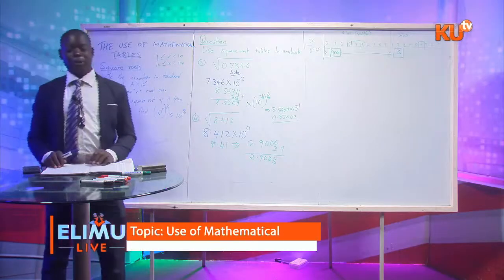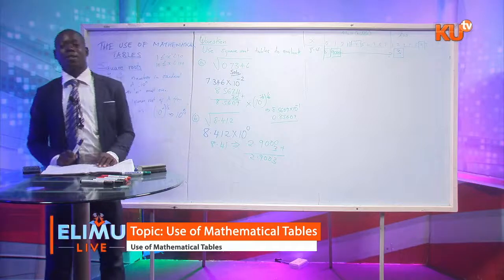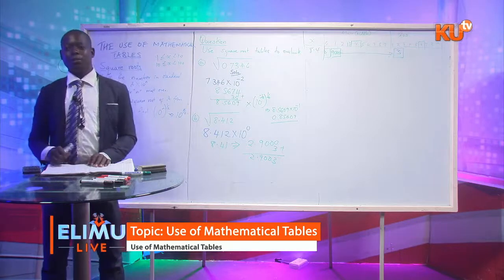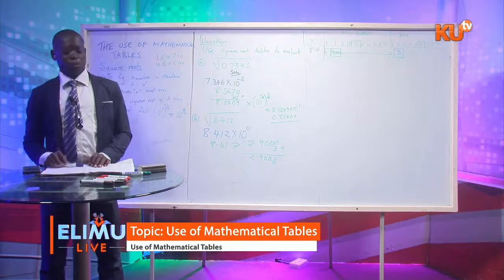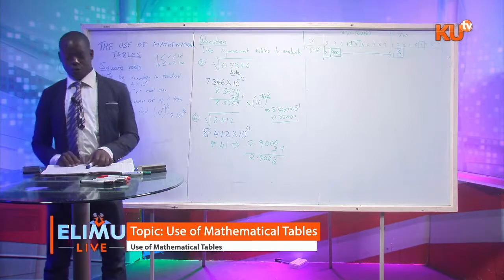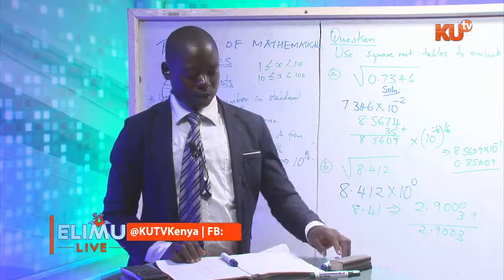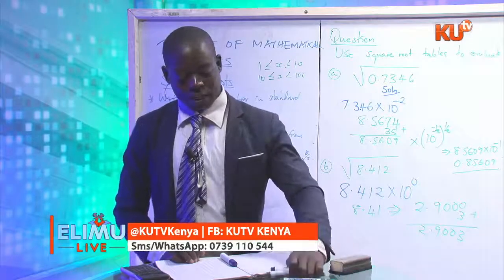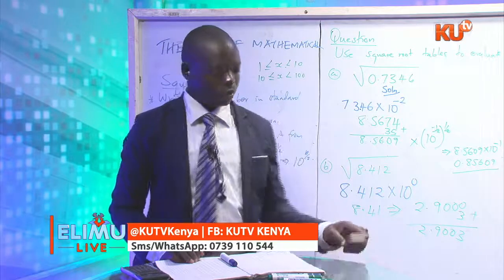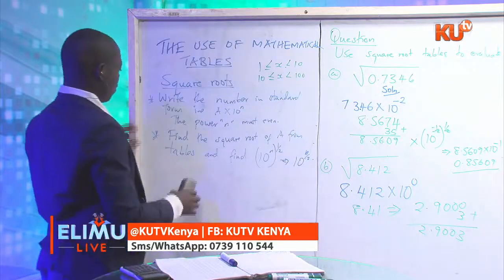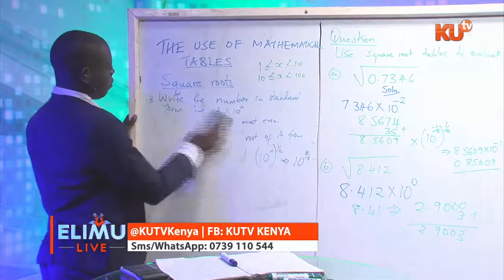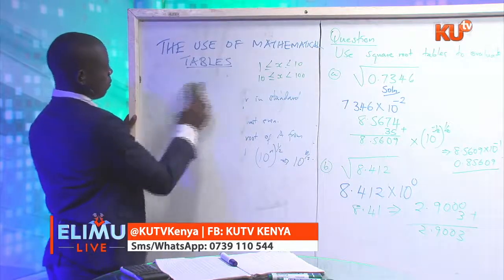So that is area number 2, square roots. And as I told you before, squares and square roots are covered in Form 1. So that was a reminder to Forms 2, 3, and 4, as well as to Form 1 on square roots.